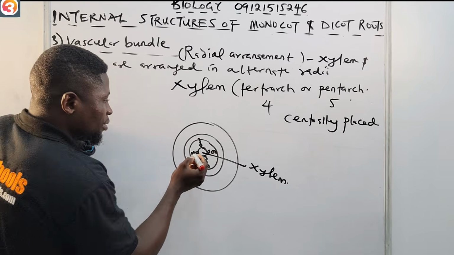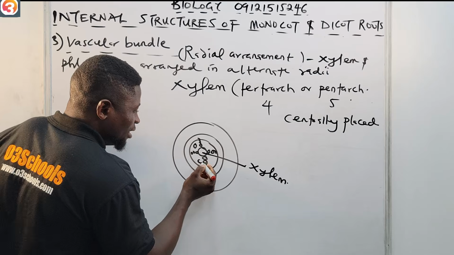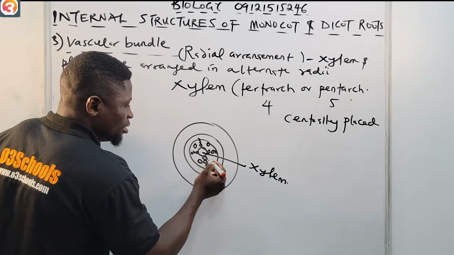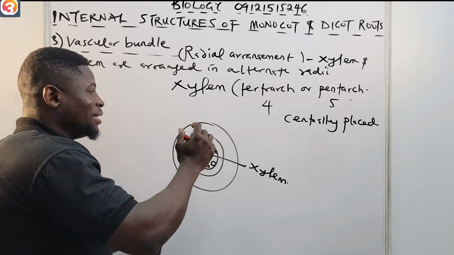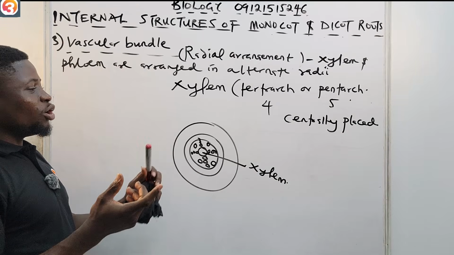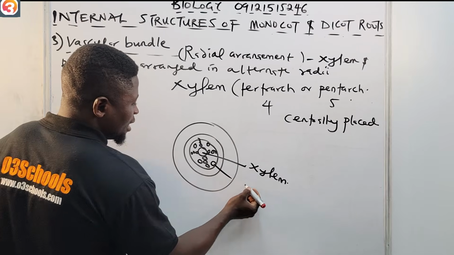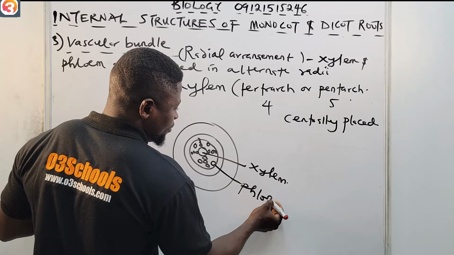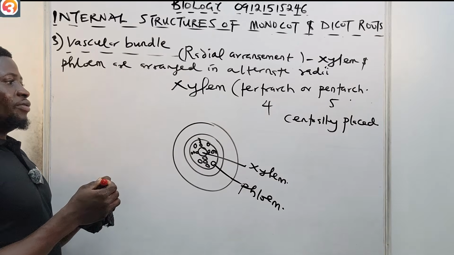As for the phloem, you see they are arranged alternately. This one is the phloem. This one is the phloem. This one is the phloem. They are not placed side by side. They are arranged alternately, in alternate radii. Please take note of that.